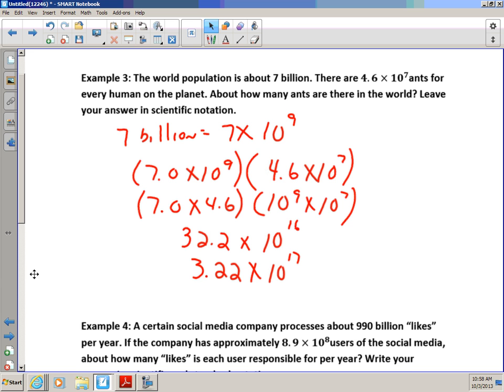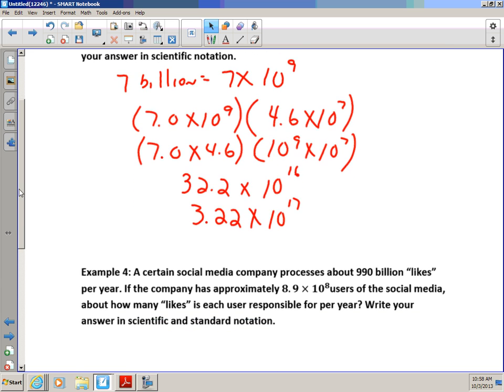Number 4. A social media company processes 990 billion likes per year. They have approximately 8.9 times 10 to the 8th users.